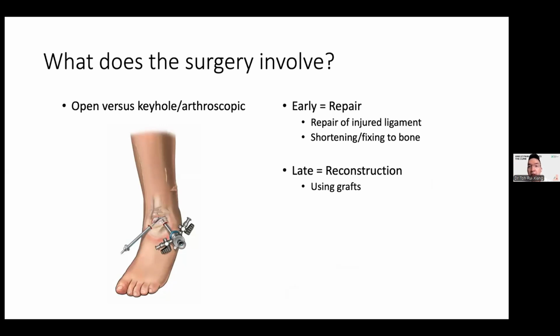We see where your injured ligament is, and if it's early on in your injury, we can repair it with small sutures. And if it's late, we often need to use grafts to reconstruct it. However, this is much rarer. So most of our patients end up with small keyhole surgeries.